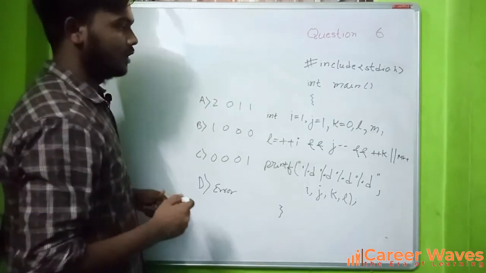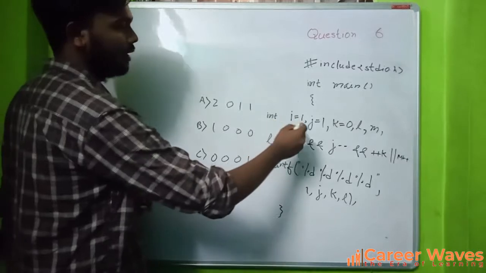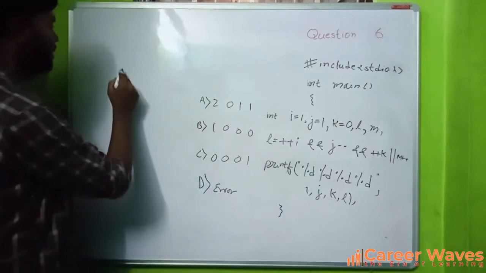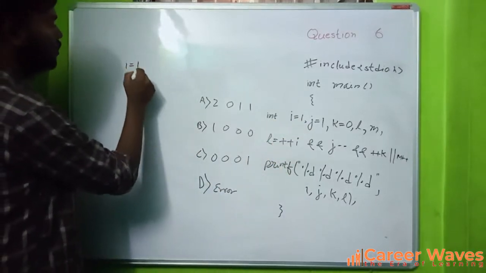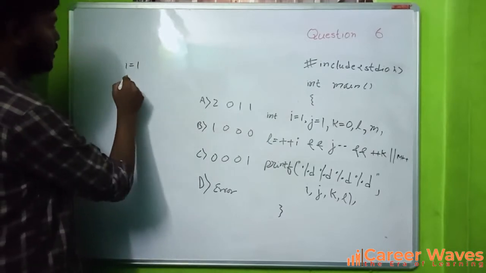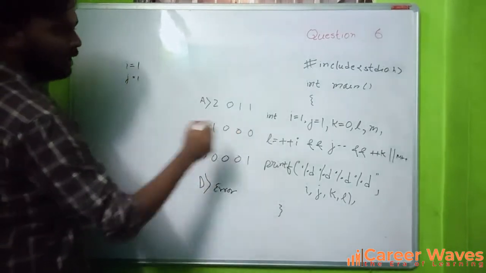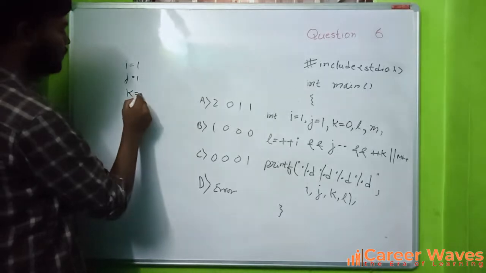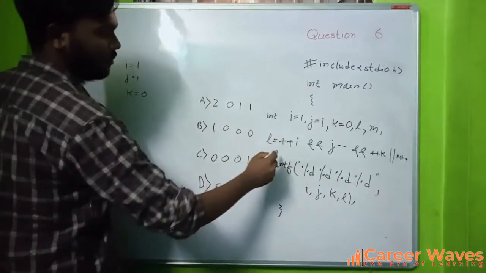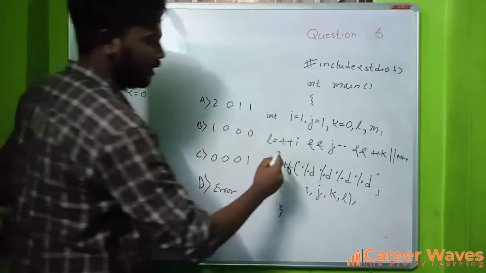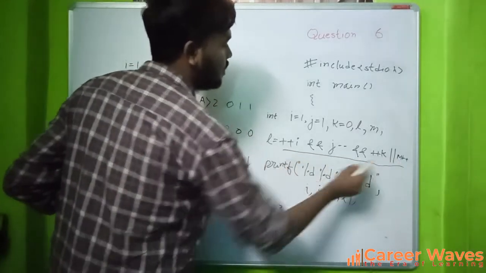Now let us see the output for this code. As you can see, the value of i is 1, so let us solve here. i is equal to 1, j is equal to 1, k is equal to 0. Now this ++i is the expression that we have to resolve.